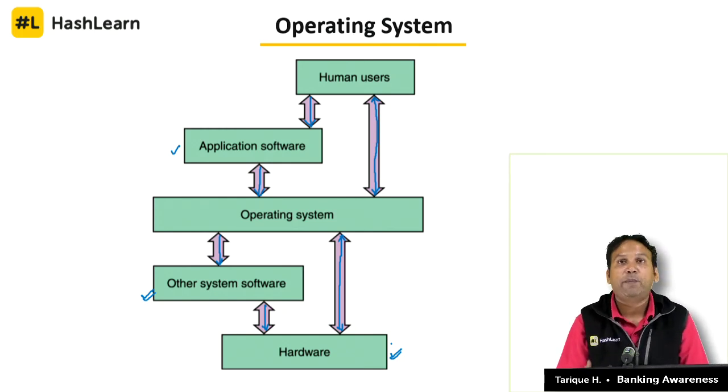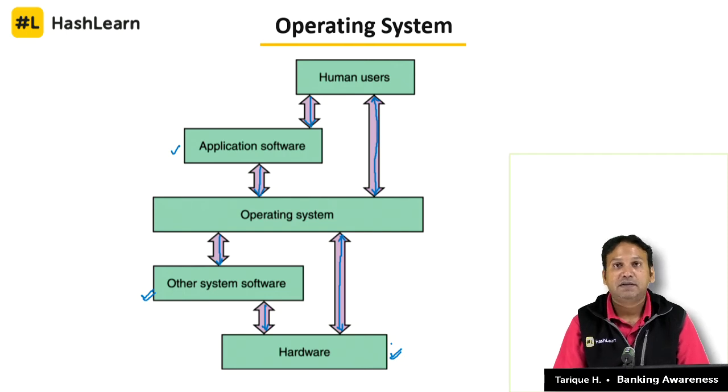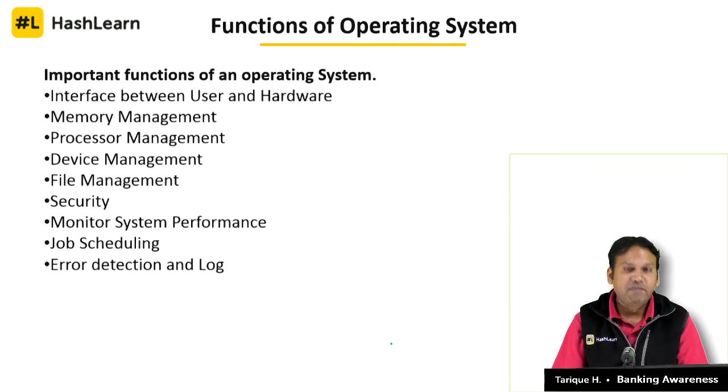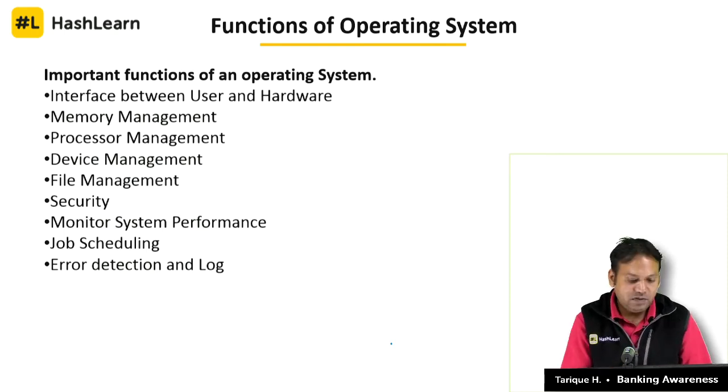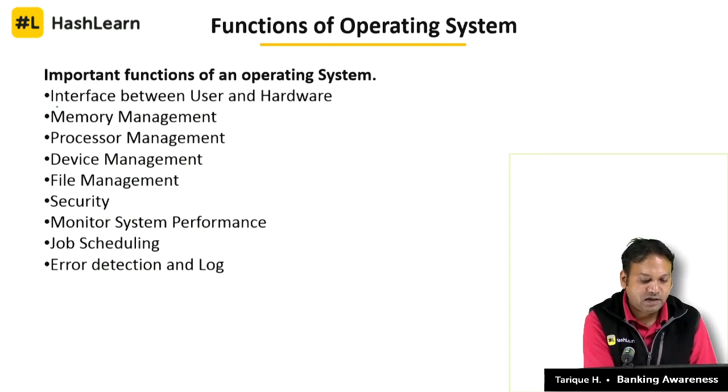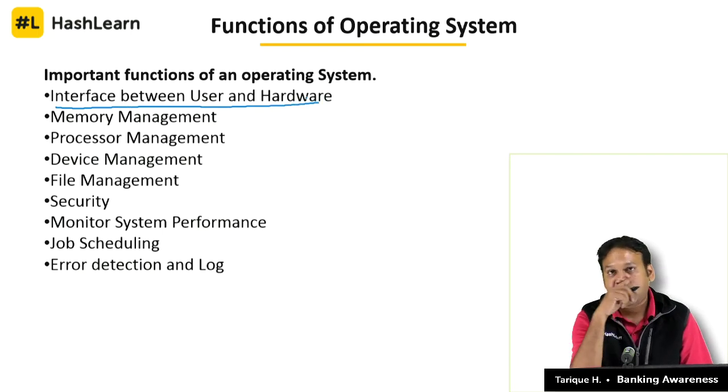Popular operating systems like Windows and Linux are all an interface between the hardware and user. That's one basic understanding of operating system. Now the important functions, so all of us can understand what an operating system can do. Just now I told you it is basically an interface between user and hardware.